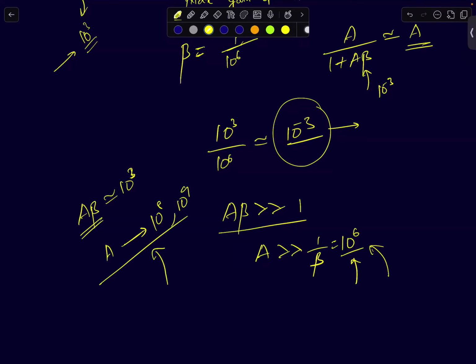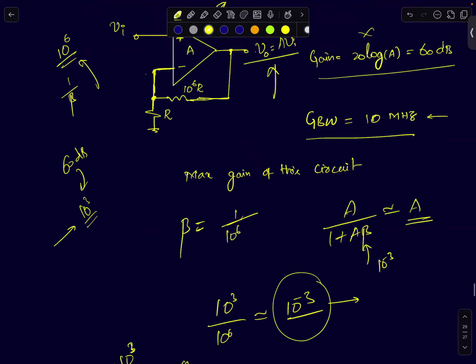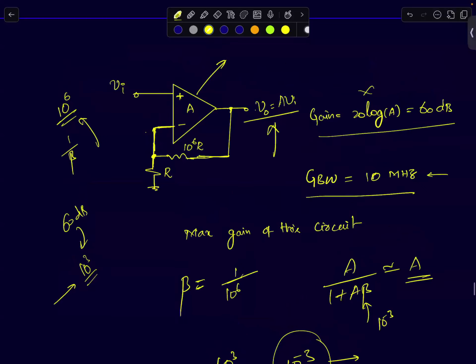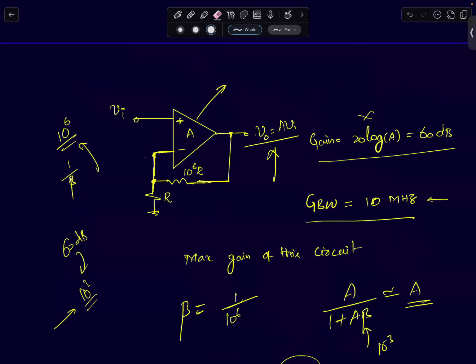For you to get this non-inverting amplifier to act like a non-inverting amplifier, meaning it should give you the desired gain, A must be that large. One of you asked a question: how did you arrive at the voltage 0 here when there is no feedback?